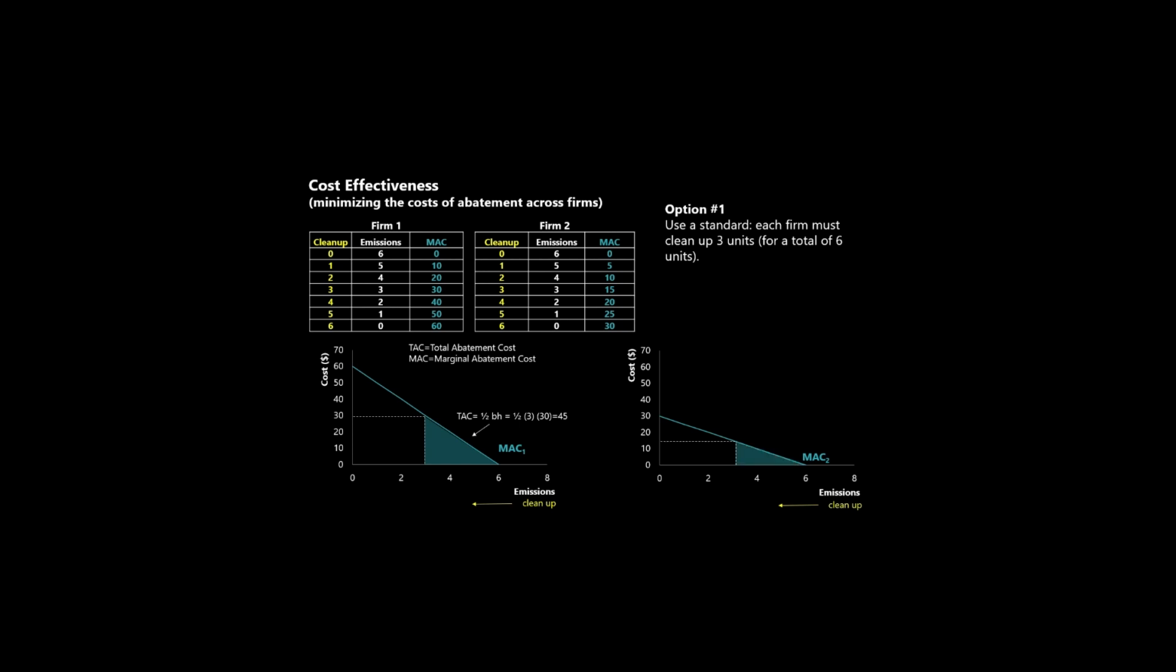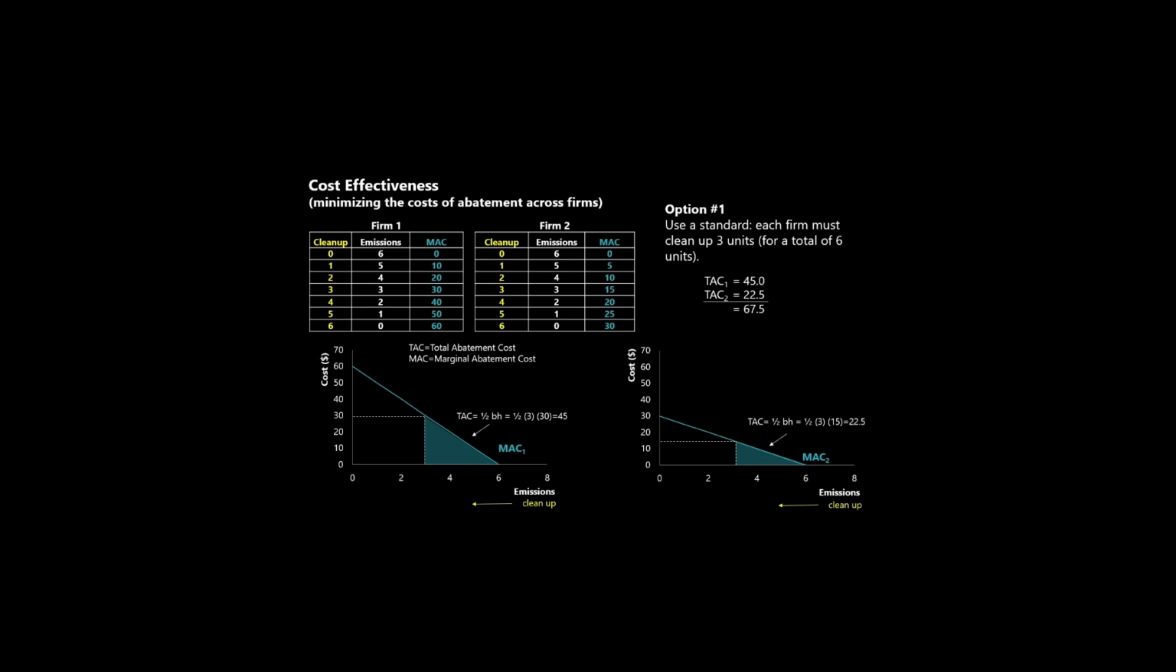Firm 2 will do the same, reducing their pollution from 6 to 3, and the area of that triangle would be equal to 1/2 of that base of 3 times 15, which is 22.5. So let's summarize those costs. The total abatement cost for Firm 1 will be 45. For Firm 2, it's 22.5, and in total, we have a sum of 67.5.